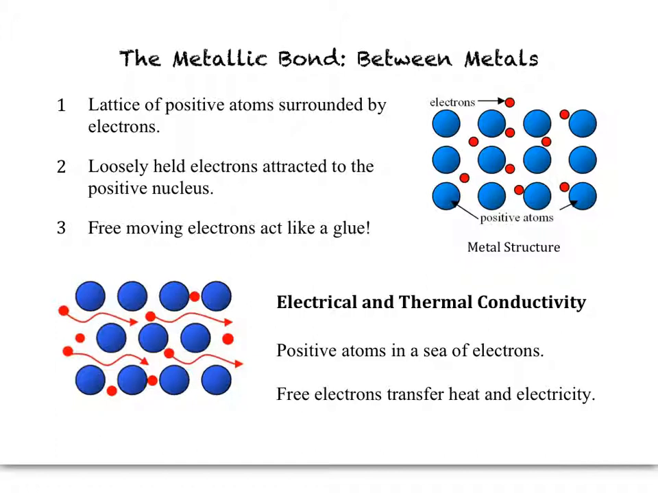Electrical conductivity is the ability to conduct electricity. Thermal conductivity is the ability to conduct heat. Metals are excellent electrical and thermal conductors. It is the free-moving electrons which allow for the quick transfer of heat and electricity. Heat makes the electrons vibrate more. As the electrons can easily move from atom to atom, they quickly pass on their vibrational energy, heat, to the next atom.